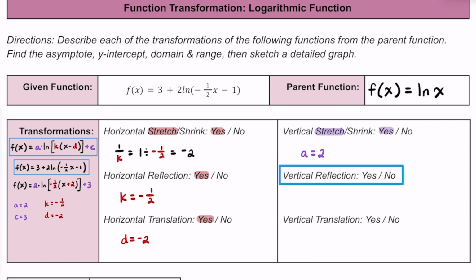For the vertical reflection, we're going to say no for this one, just because a is equal to a positive number, right? If a was equal to a negative number, then we would say yes.